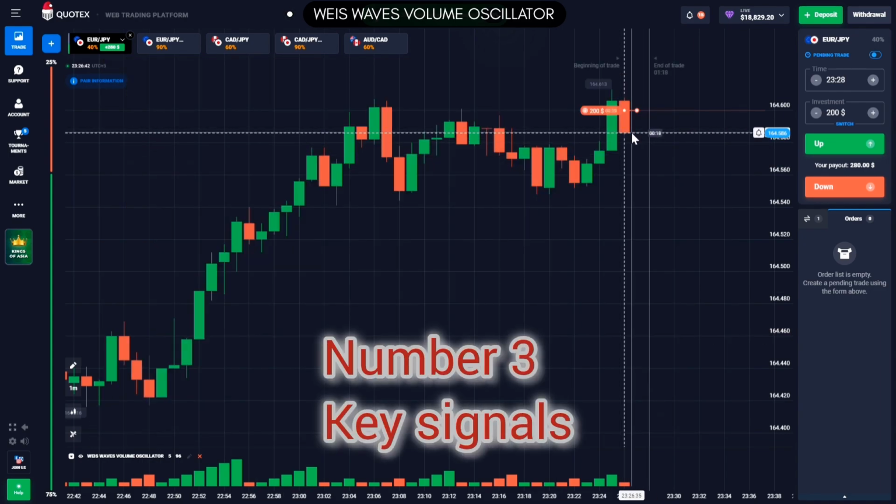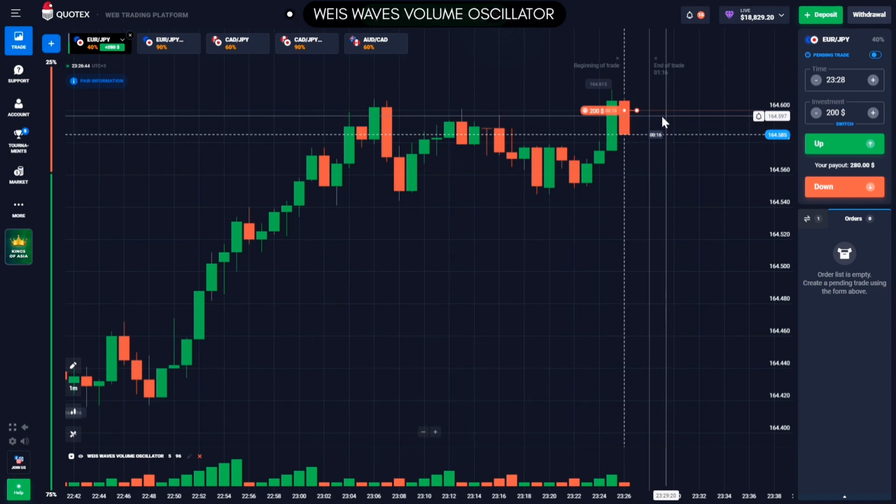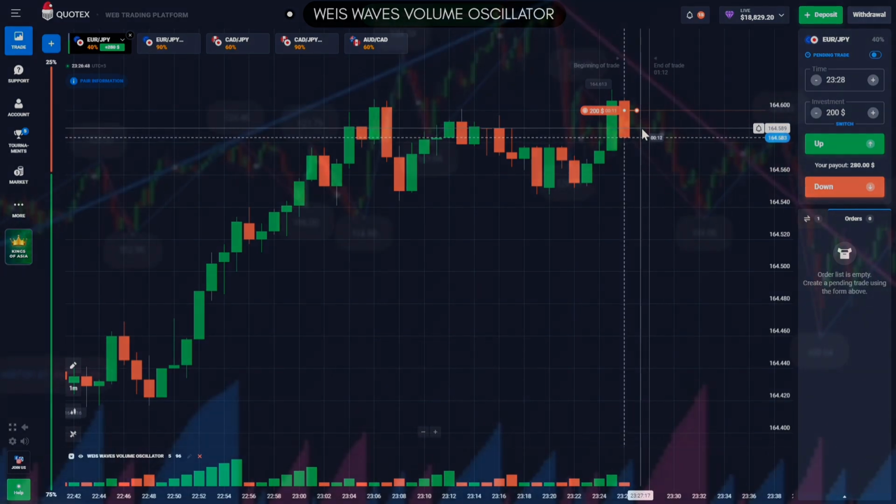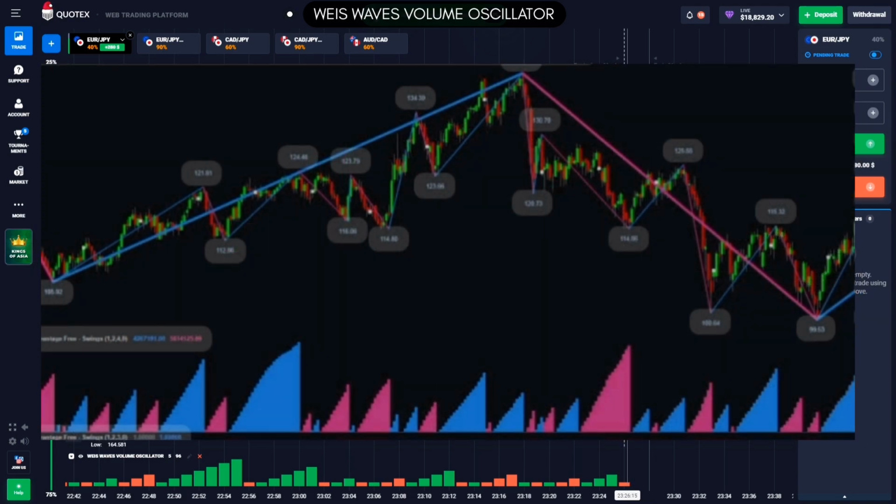Number 3. Key signals. Accumulation and distribution. Large up waves with high volume suggest accumulation. Large down waves with high volume suggest distribution.